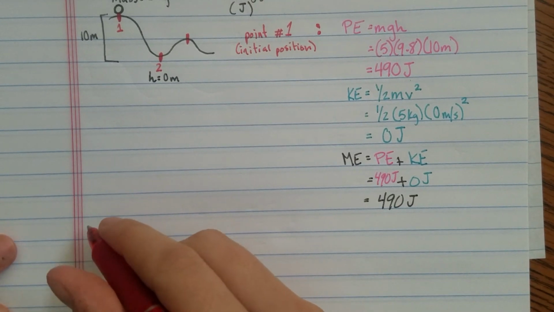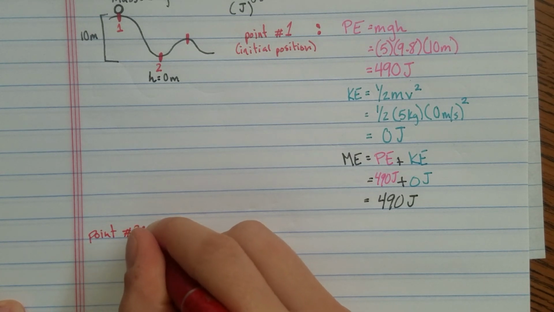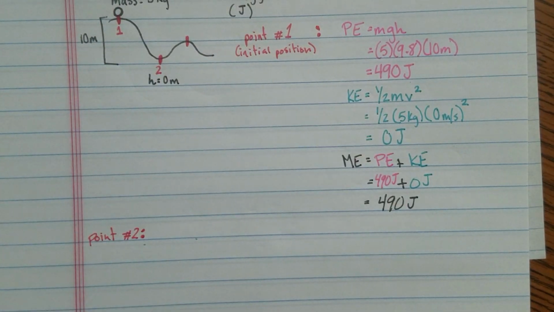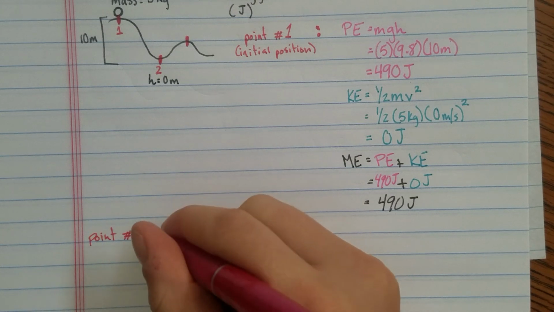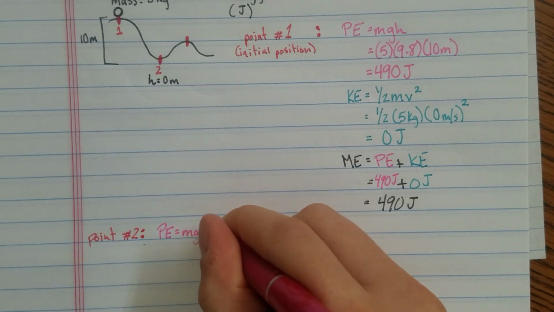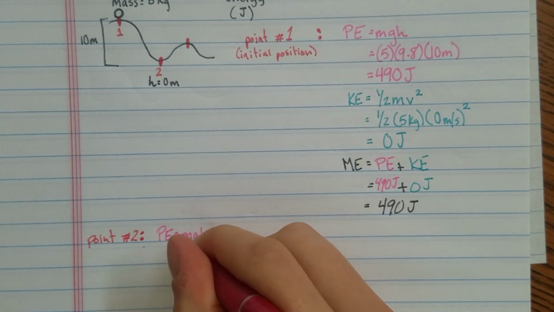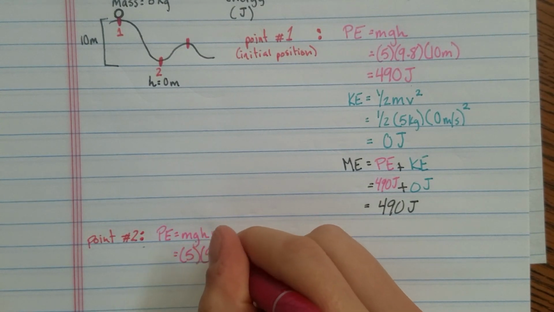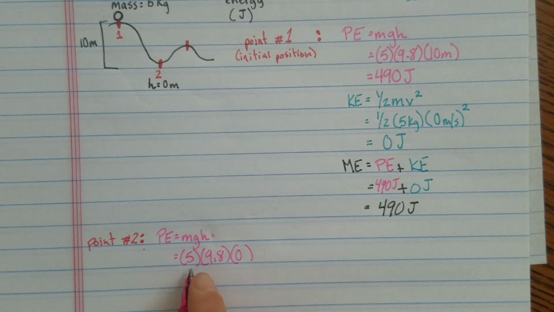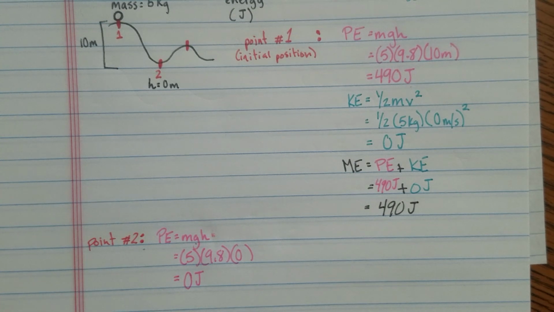So let's see what happens when our height decreases. So I'm going to do point 2 over here. And again, I know height. I know the mass. So let's start with potential energy. That's what you'll want to start with each time. So potential energy, again, mass, gravity, height. In this case, I'll do this below. Mass is still going to be 5. Gravity is still going to be 9.8. But my height now is 0. And what is anything times 0? 0 joules of potential energy.